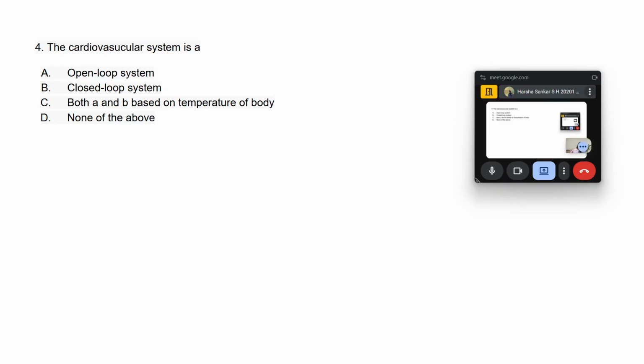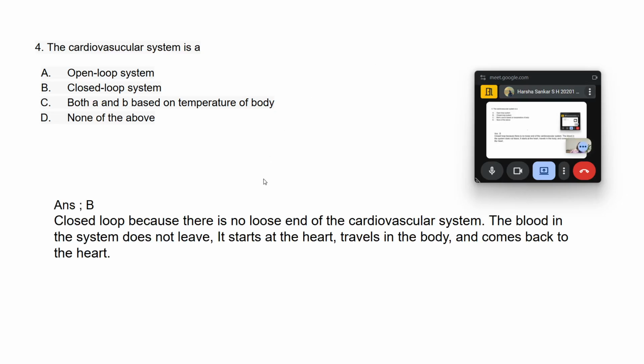So the correct answer is option B, closed loop system, right? Why is it closed loop? Because there is no loose end in the cardiovascular system. Blood in the system does not leave. It starts at the heart, travels in the body, and comes back to the heart, starting from one point and ending up in the same place through closed blood vessels. So our system is a closed cardiovascular system.